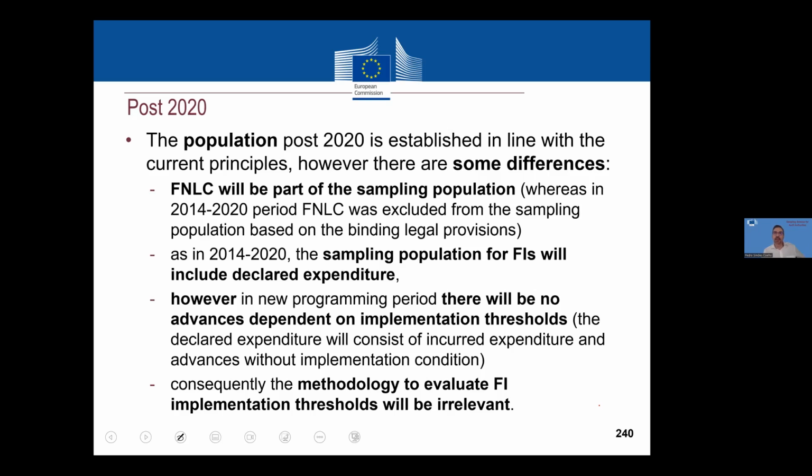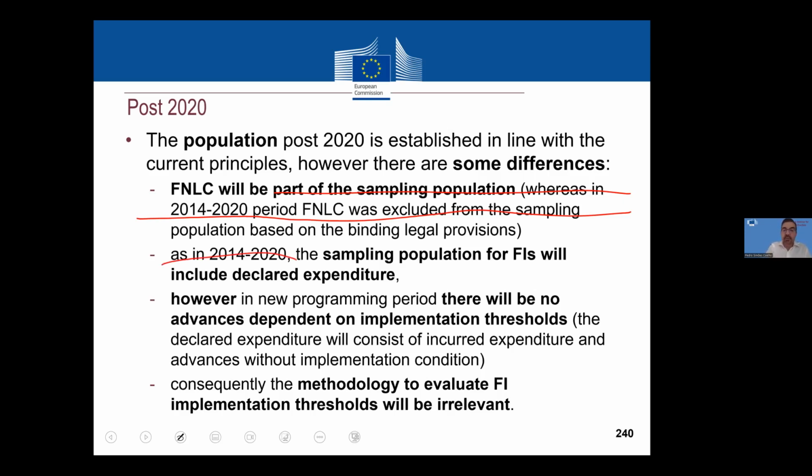Very last part of what we need to tell you about financial instruments, the post-2020. The population for the post-2020 is in fact very much in line with the principles that we have seen so far. There are maybe some specificities to take into consideration. The FNLC will be part of the sampling population. In the period of 14-20, it was excluded from sampling population due to some legal provisions.